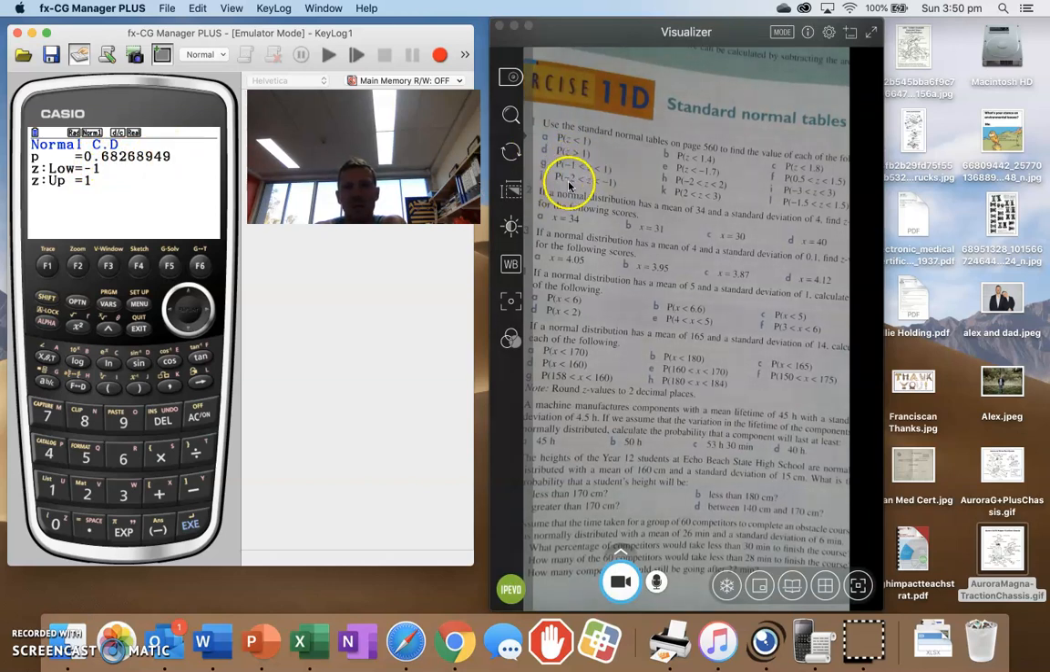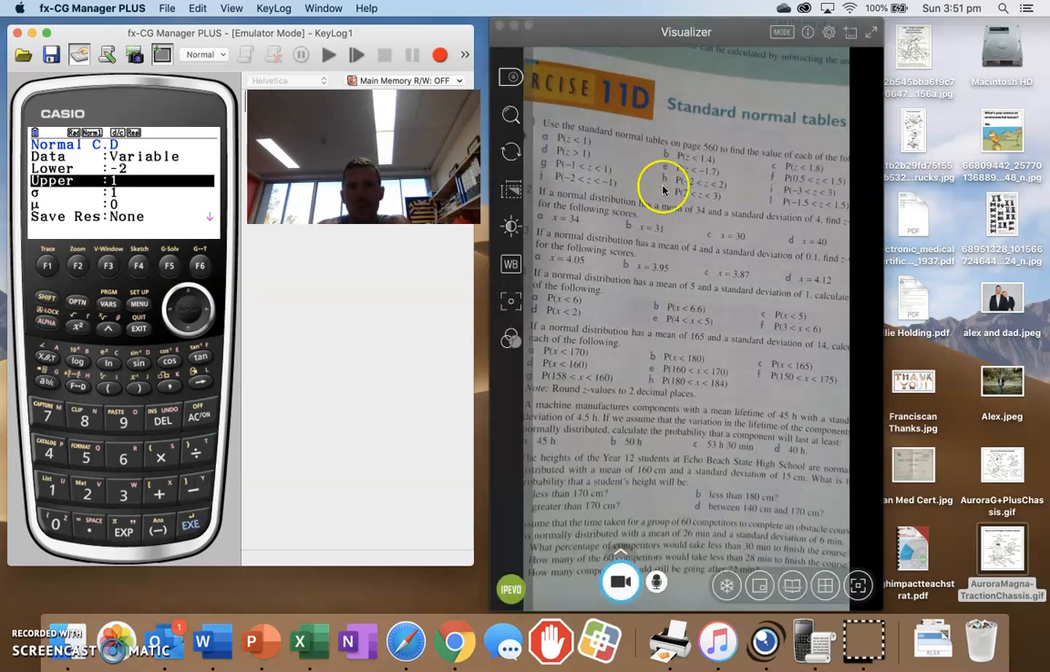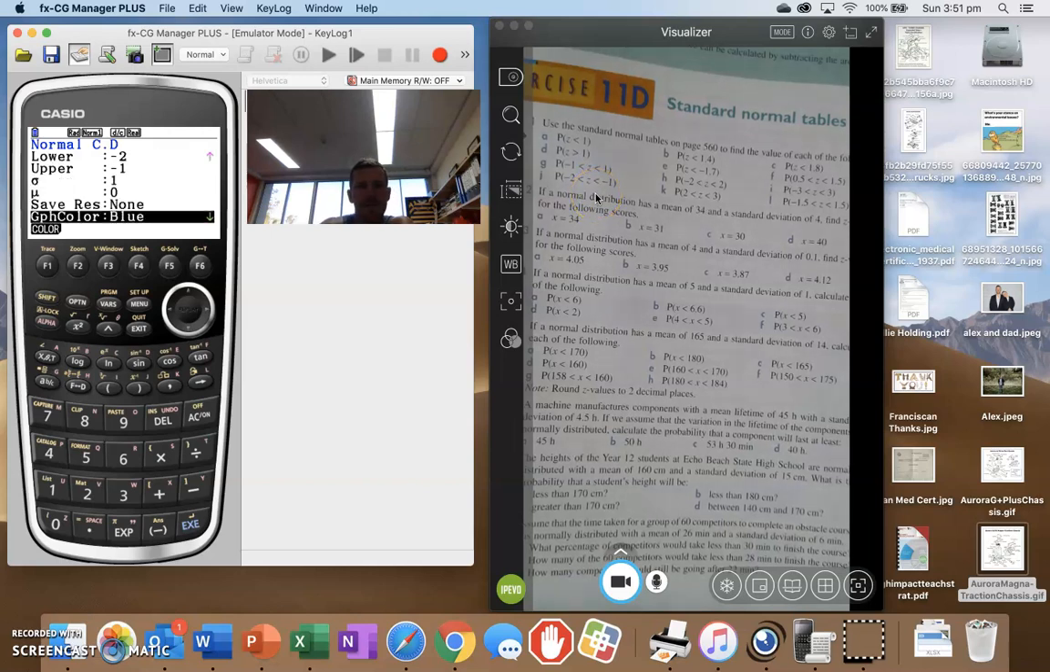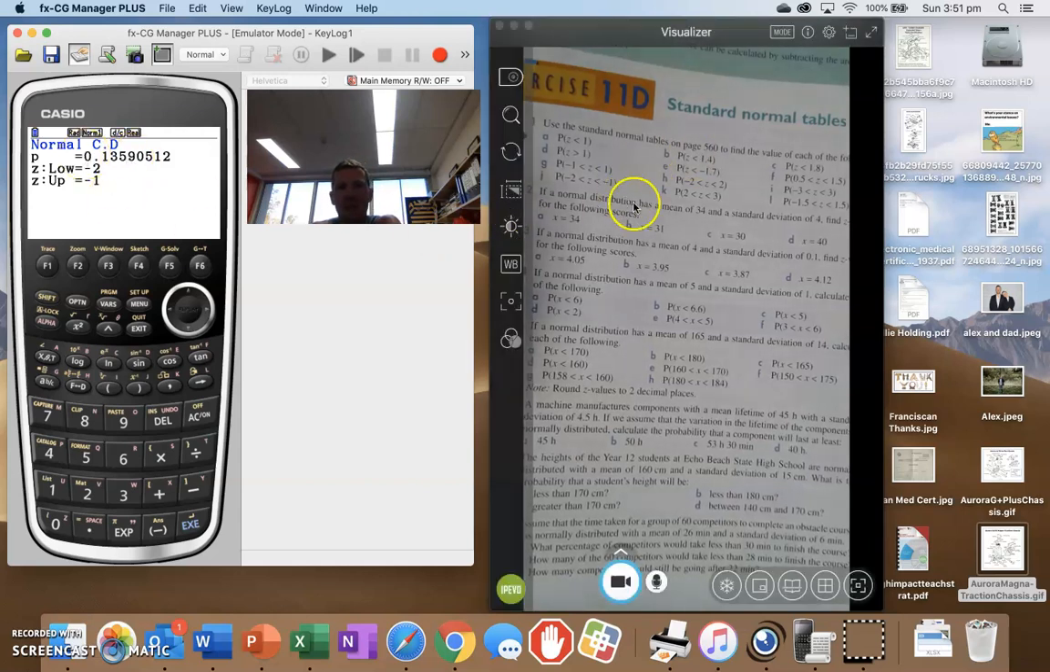Have a look at the probability of negative two to negative one. We'll do this one too, so J. Again, reset U to zero because the mean has a Z score of zero. In terms of standard deviations, we go to one. Our lower score is negative two, and our upper score is negative one. And calculate. So the probability of a Z score negative two to negative one is 0.135, which is 13.5%.